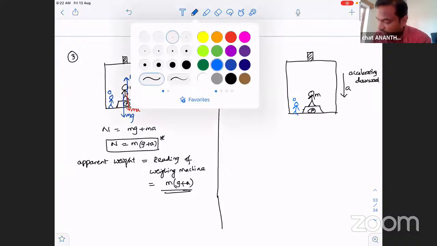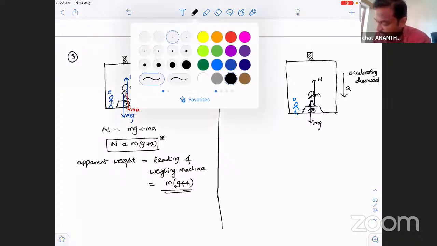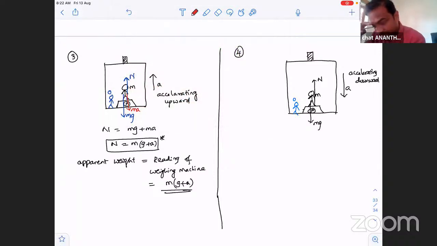Observer inside the lift. Then what are the original forces acting? The actual forces are mg and normal reaction. Now, is the observer a non-inertial observer or an inertial observer? Non-inertial observer, because he is in an accelerating frame. Then we have to apply the pseudo force. How to apply the pseudo force? In the direction opposite to acceleration. Now the lift is accelerating downward, so the pseudo force will act in the upward direction. What is the pseudo force magnitude? Mass of the man into acceleration of the frame, which is nothing but the acceleration of the lift.